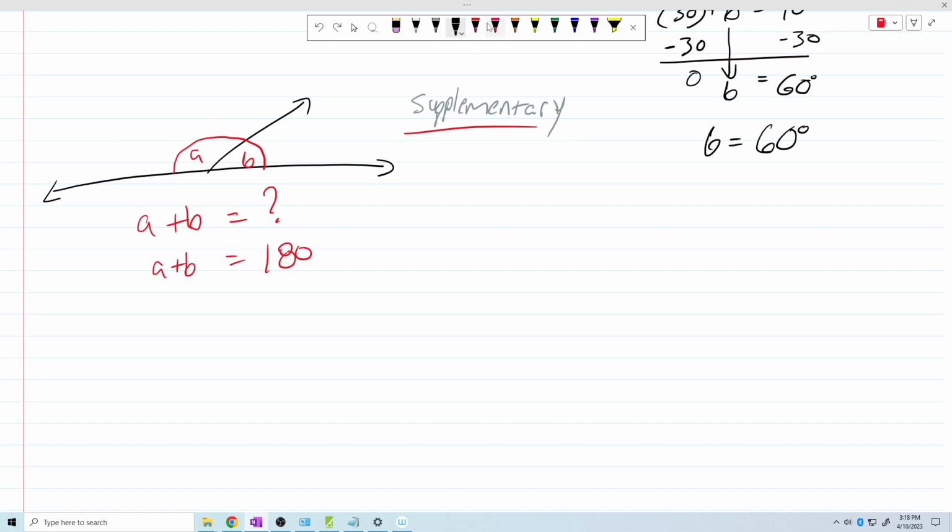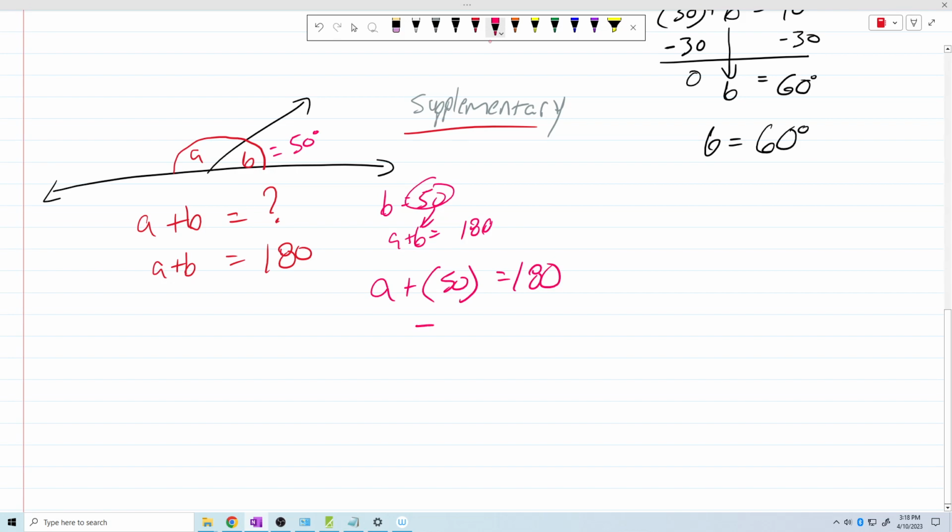It could be any sort of combination of just two angles, right? So once again, if the problem were to say, okay, let's say B this time is 50 degrees, we'll plug that right back in. We know B is 50. We know A plus B equals 180. Put B in, bam, A plus 50 equals 180. This 50 is being added to the A, so let's just get rid of it.